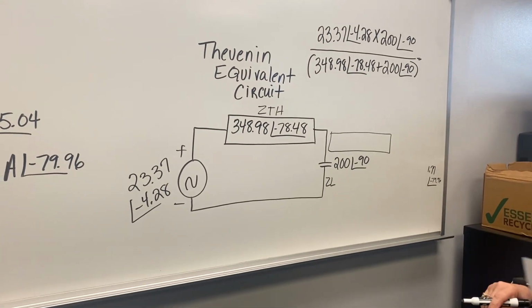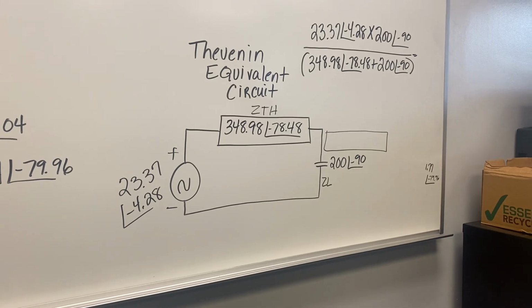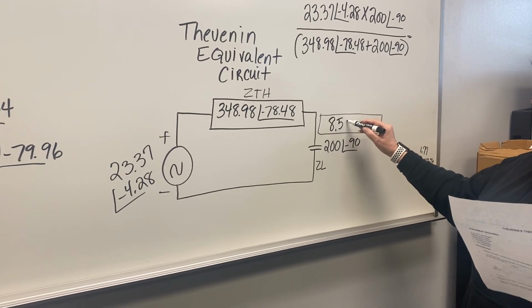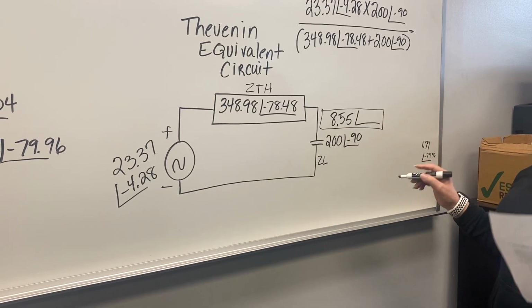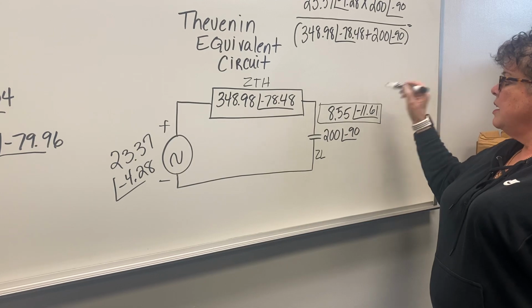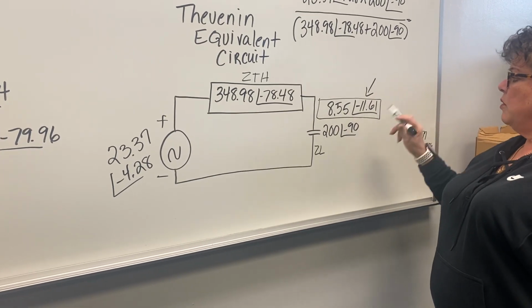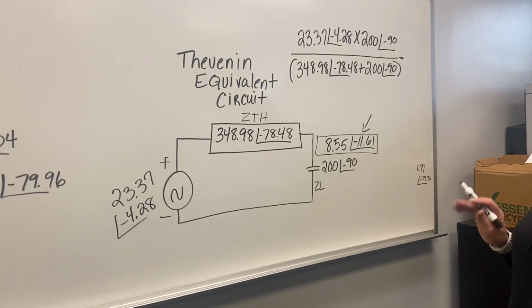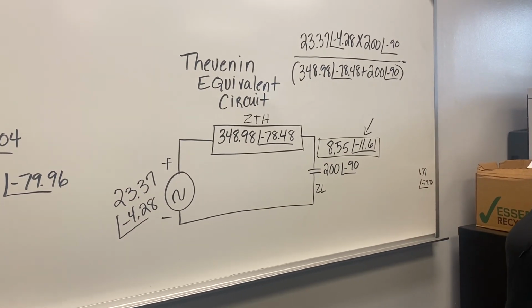Okay, and when we do that calculation, you should get 8.55 at an angle of negative 11.61. This is what we're looking for. This is the answer. This is the Thevenin equivalent circuit. All of it needs to be there on your test.